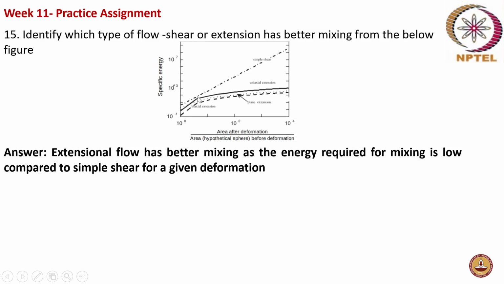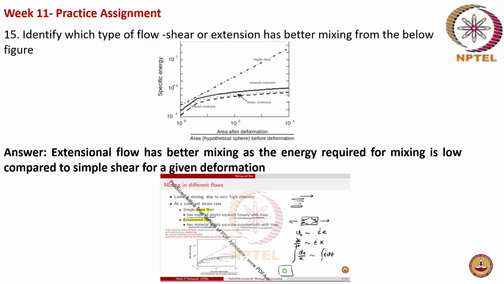It increases initially and then there is only a very minor increase in both the extension cases. That means the energy required is less, meaning that with that small energy itself an equivalent mixing is happening, because the area of deformation is the same in both cases, right? That means extensional mixing is better, as it requires lesser energy compared to shear mixing for the same amount of deformation. So that is what is given here as well.